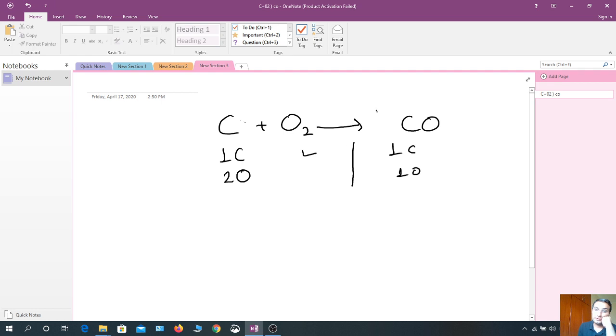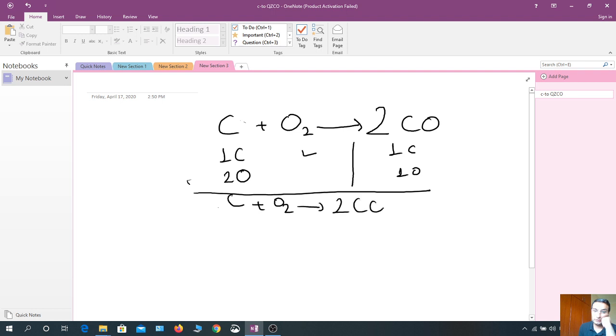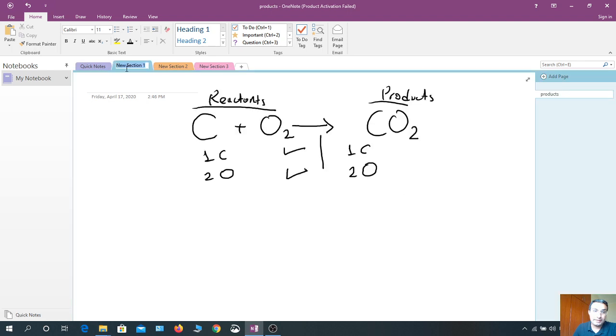Definitely, I am going to add coefficient 2 here. If I add coefficient 2 here, let me write once again: C plus O2 is going to give 2CO. So once again, I am going to recount: 2 carbon, 2 oxygen. Still, I have 1 carbon and 2 oxygen. So number of oxygen are equal, but carbons are not equal. What I can do, if I put coefficient 2, it is going to be balanced. Now let's go back to our presentation.